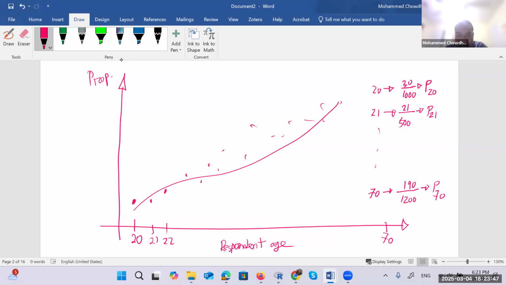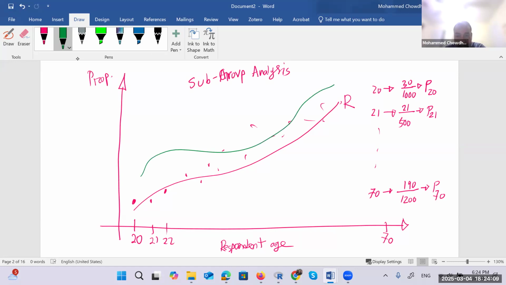Now you have to do the subgroup analysis. You can do subgroup analysis now. So this is the curve for the rural, and then you can get another curve for the urban. From this curve, we can say that the onset of hypertension proportion is higher for the urban people compared to the rural people.